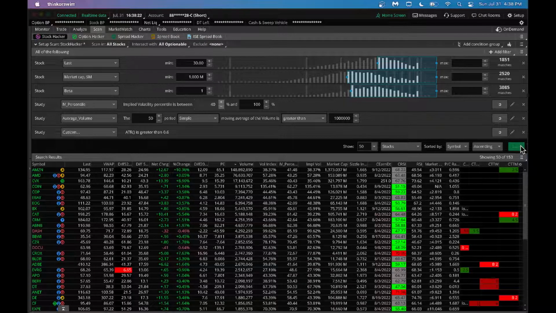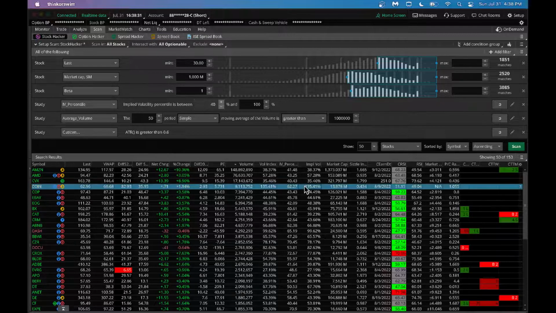All right, so now we got IV percentile more than 40 here. Some of them have even higher IV percentile. Look, we got Coinbase, very dangerous stock. You got to be slightly careful on Coinbase. You got to know what you're doing, but you could sell some put options on Coinbase also.